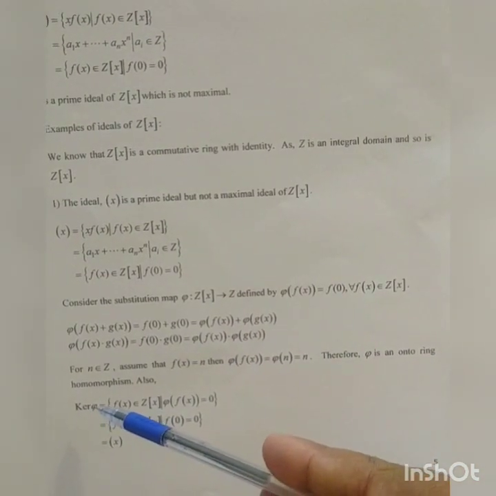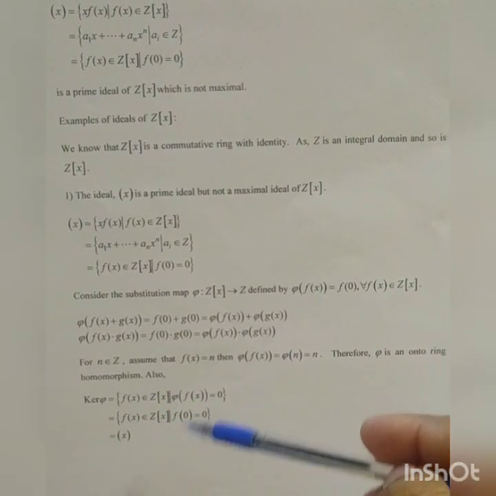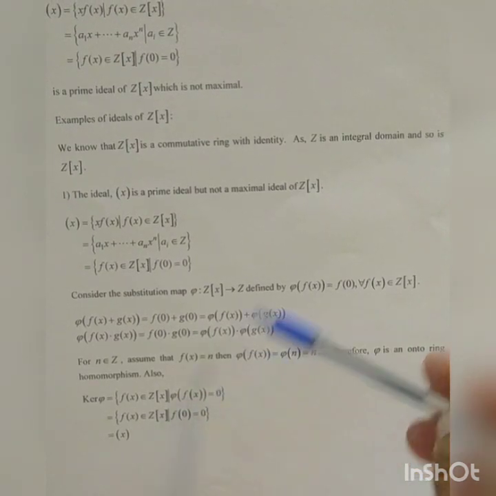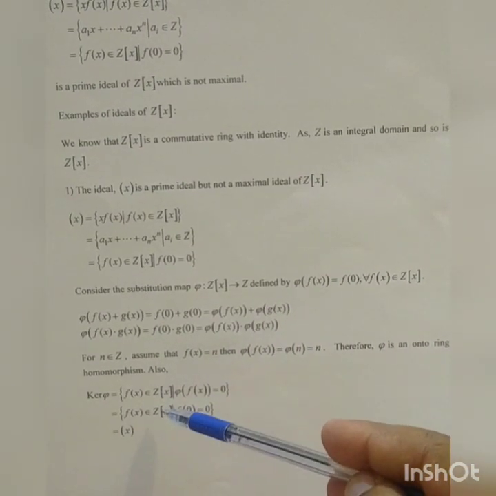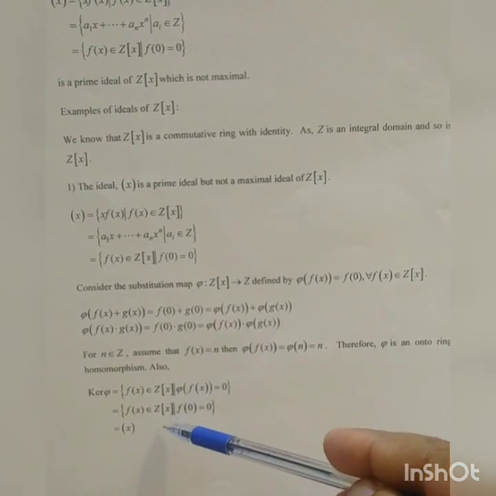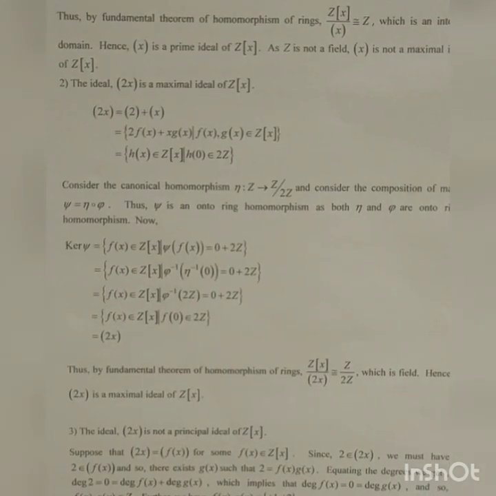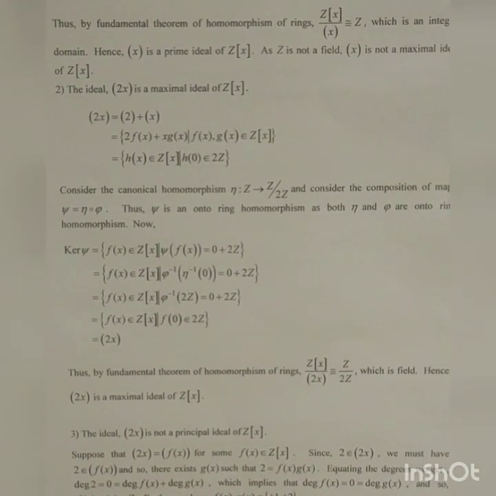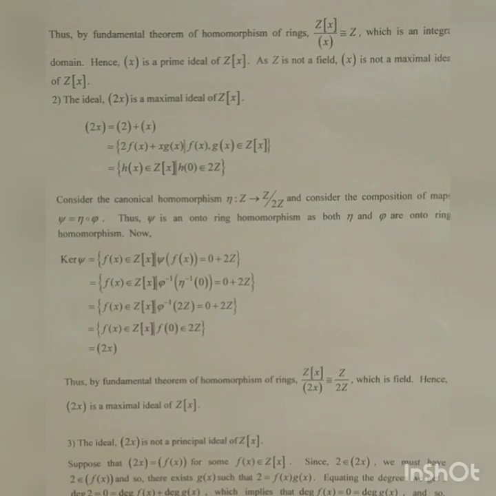Further, the kernel of this mapping is the collection of all domain elements whose image under phi is the zero element of the codomain. But we know that phi(f(X)) is f(0). Therefore, we get polynomials of Z[X] whose constant term is 0. This is nothing but our ideal generated by X. Thus, all the conditions of the fundamental theorem of homomorphism of rings are satisfied. Hence, by the fundamental theorem, domain divided by kernel is isomorphic to codomain.